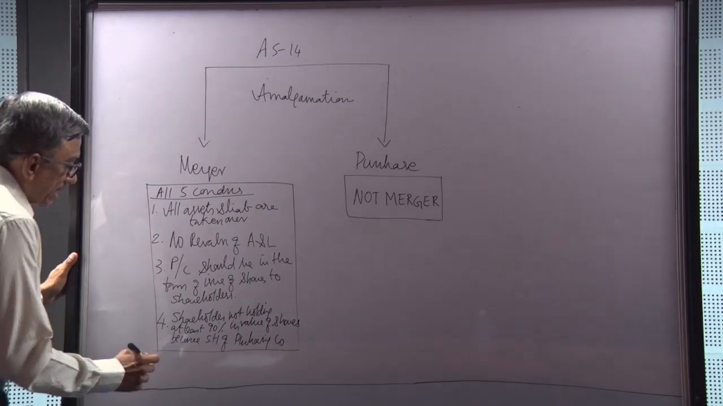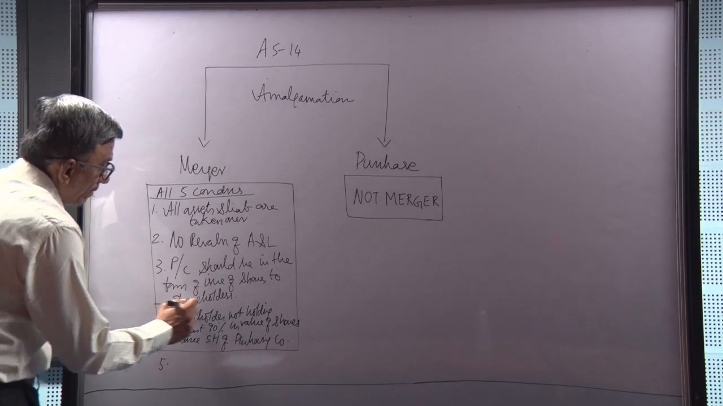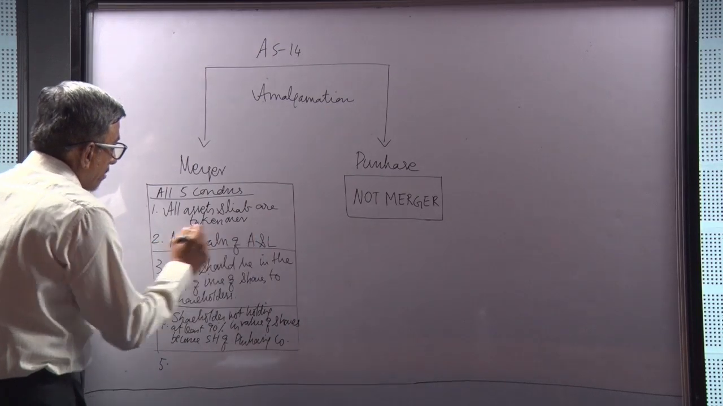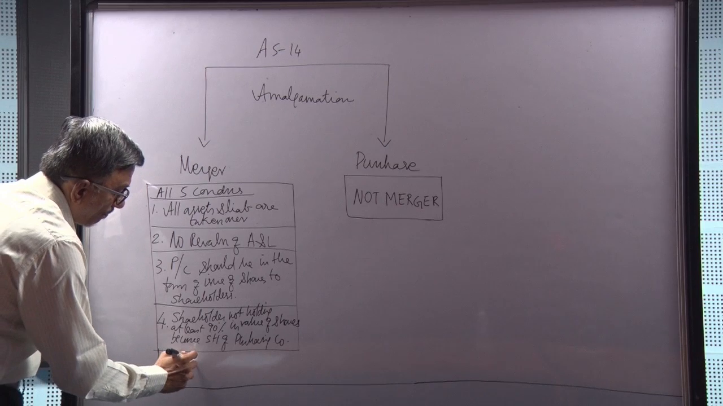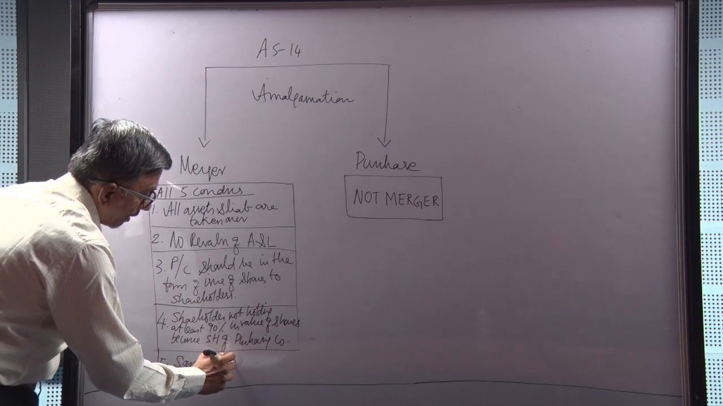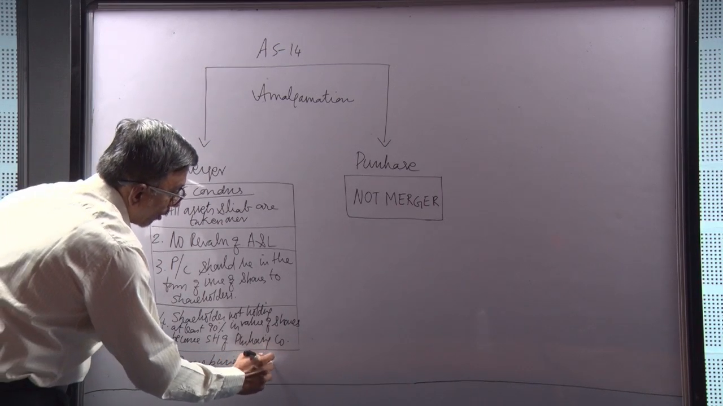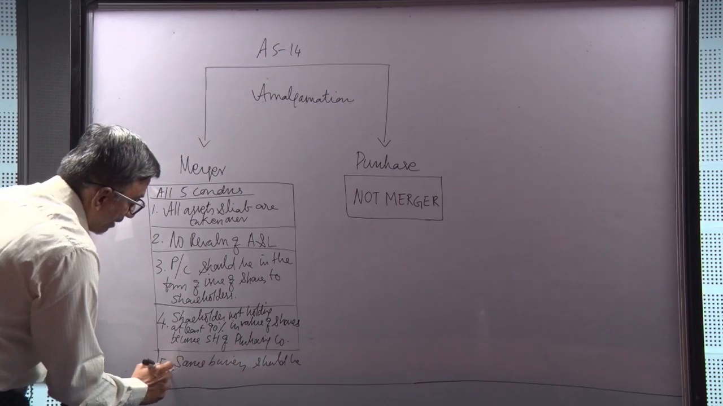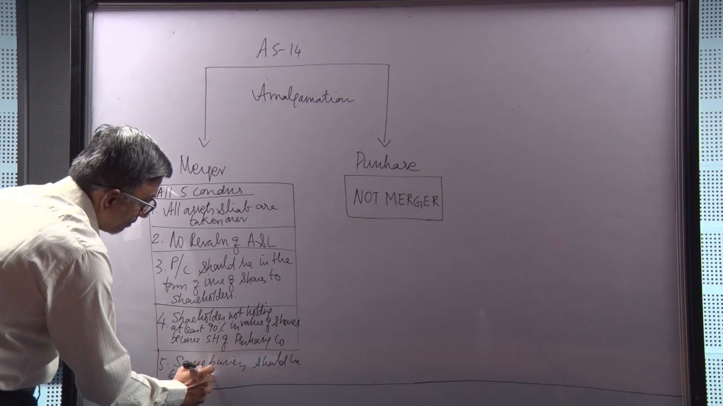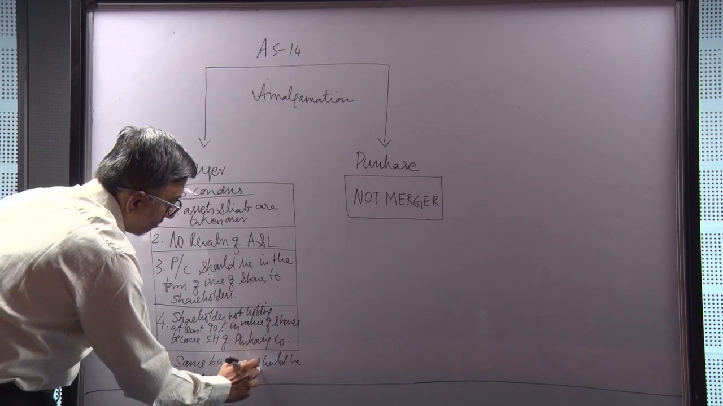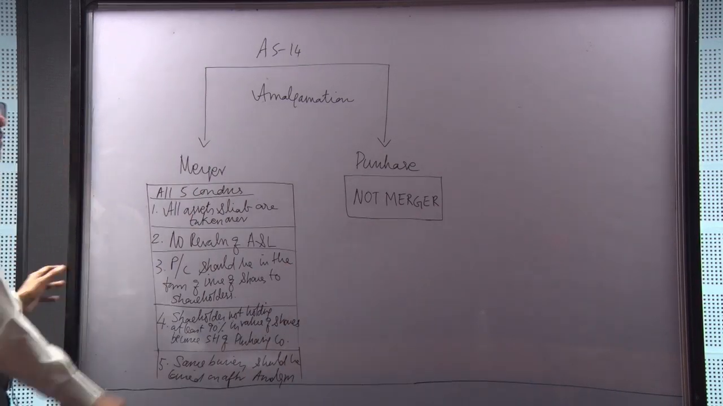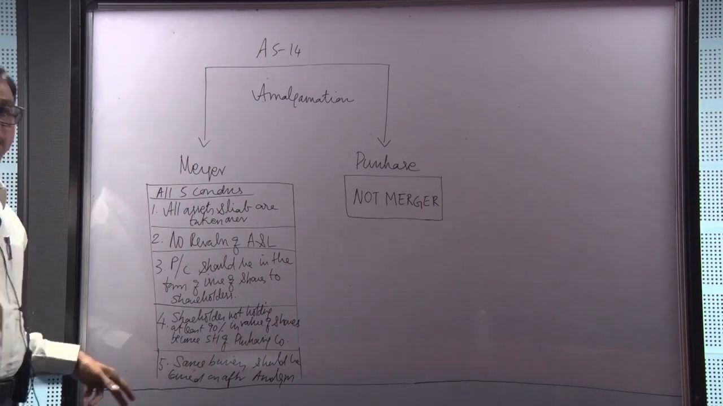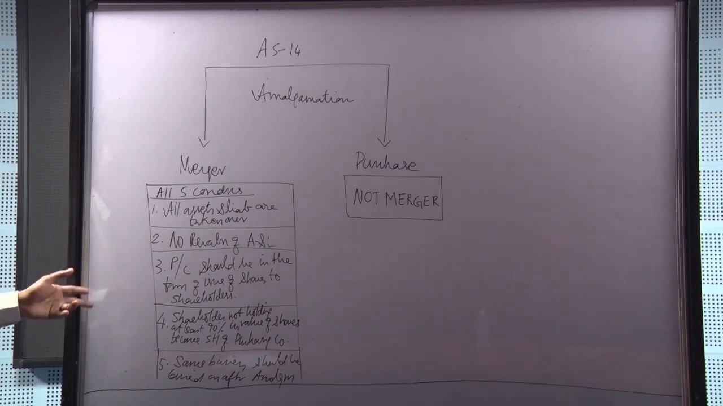Then the last condition, the fifth condition, will be: same business should be carried on after amalgamation. So only if all these 5 conditions are satisfied, this becomes an amalgamation in the nature of merger.